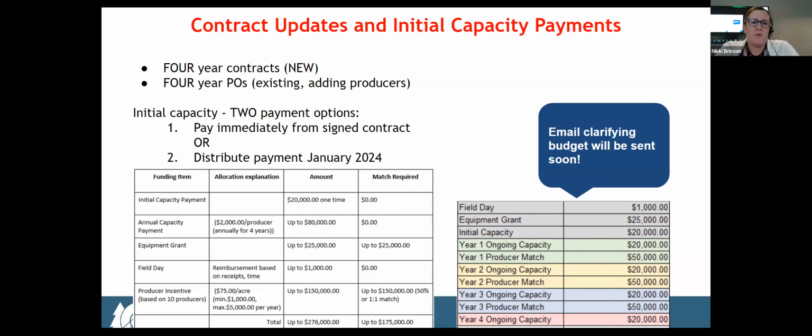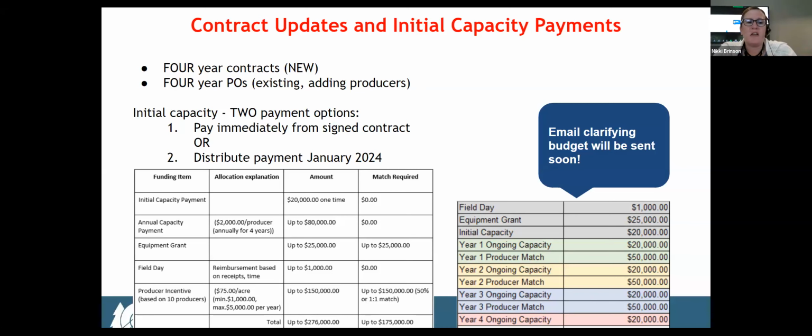The same is for producer incentive payments. It will list based on how many producers you have, and it will be an up to amount. Obviously, that varies depending on acreage, and as John just went through, what they claim for match. Kind of the colored table on the right with all the different shades of color, it breaks down each year: year 1, year 2, year 3, year 4. That is the actual annual budget.